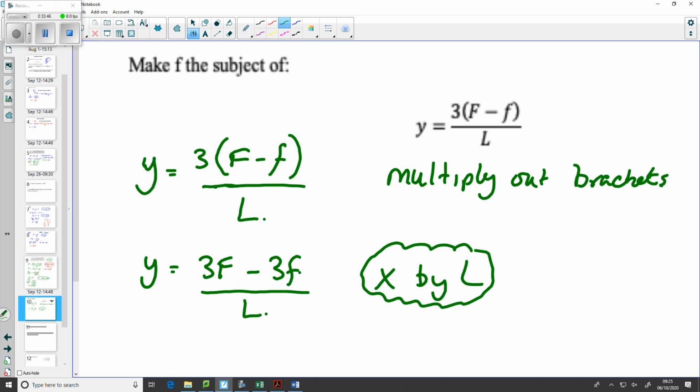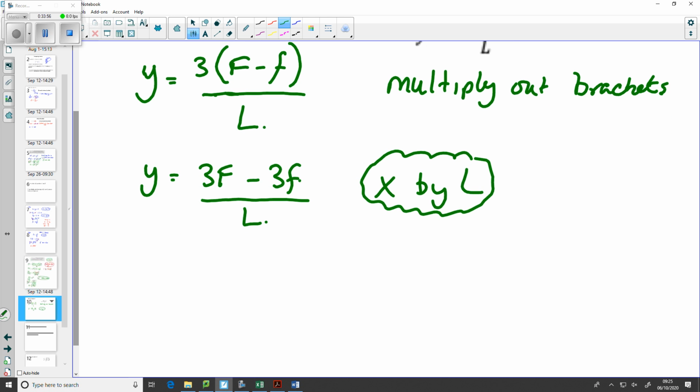And bear in mind, we could have done that first. We could have done that up there and then multiplied out the brackets. It wouldn't make any difference. Okay? So if we multiply by L, are we okay if I stop writing the whole thing out and cancelling now? Have I done enough of that to show you how it works?